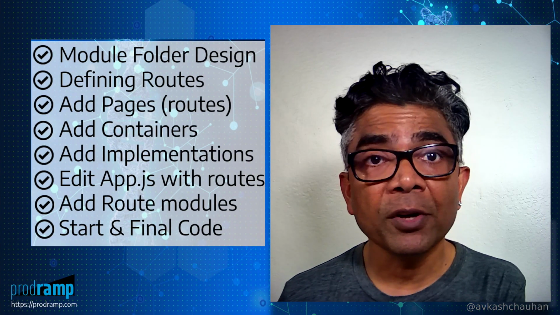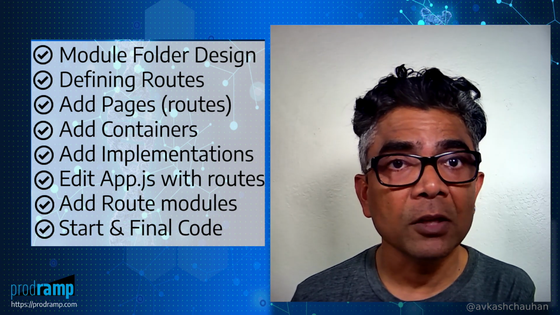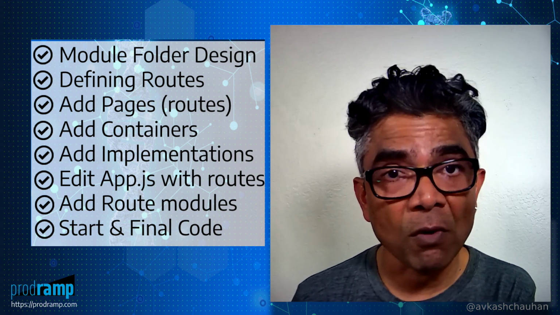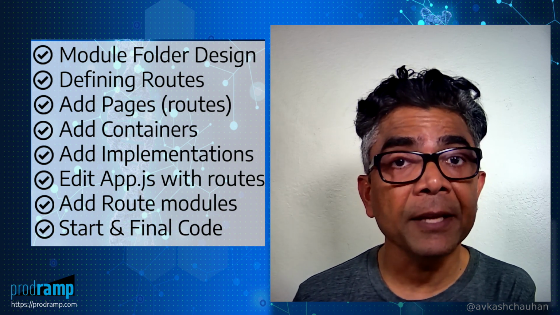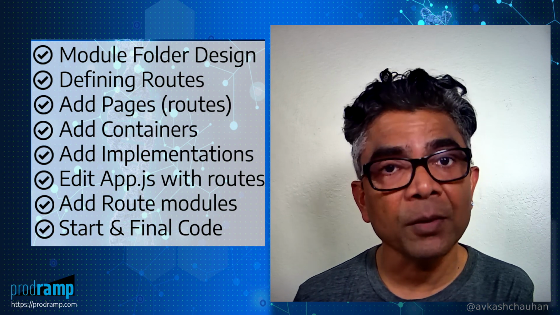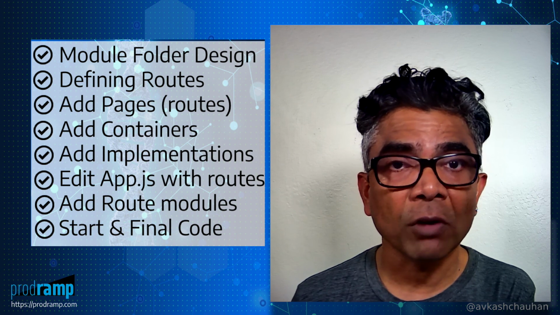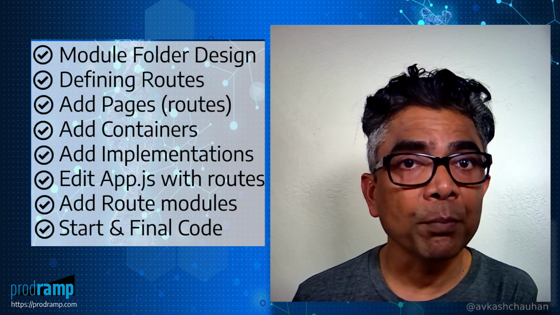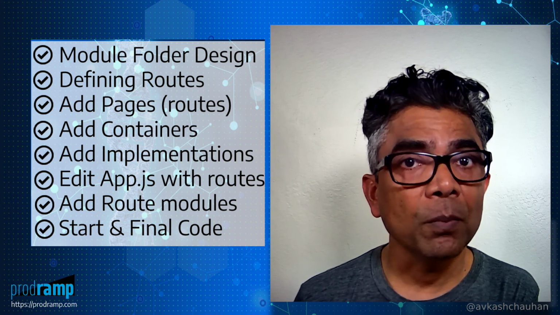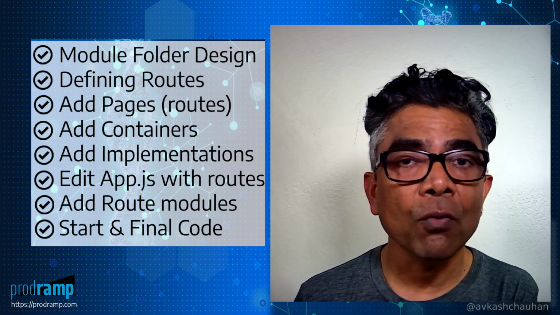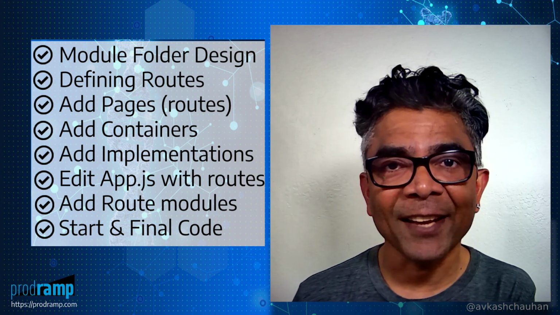So we have concluded this tutorial. In this tutorial, you learned how to get started with defining your project folder structure, defining the routes, and then adding the pages, containers, and their implementations. We also learned how you can use the React Router components and combine them with your App.js so you can add routes to your web application. That's all I have, and I will see you in my next tutorial.